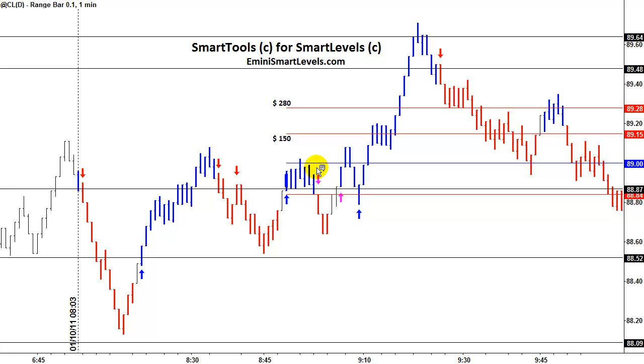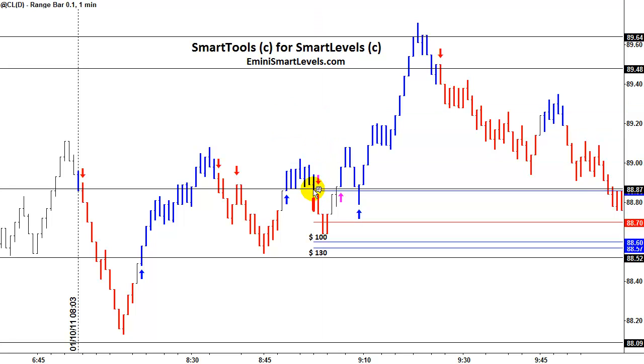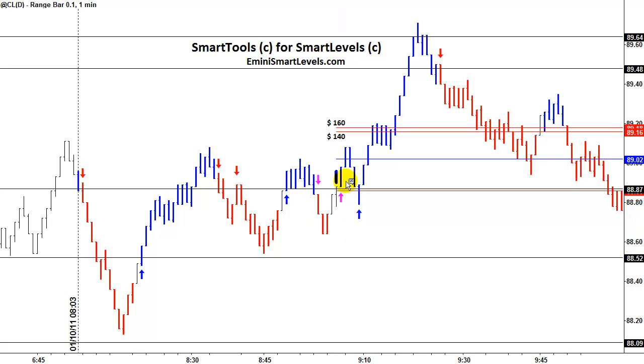Now, these two magenta arrow setups are invalidated by the SmartLevels, in my opinion, because although they are on the correct side, the setup bars themselves are already past the smart level, and the entries are too far away. The short trade and this long trade. Had this setup bar been straddling this daily level at 88.87, it would have been a legitimate setup.